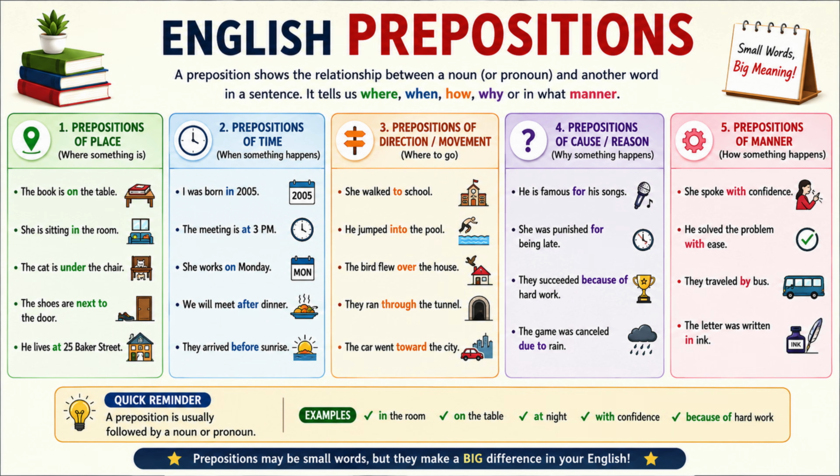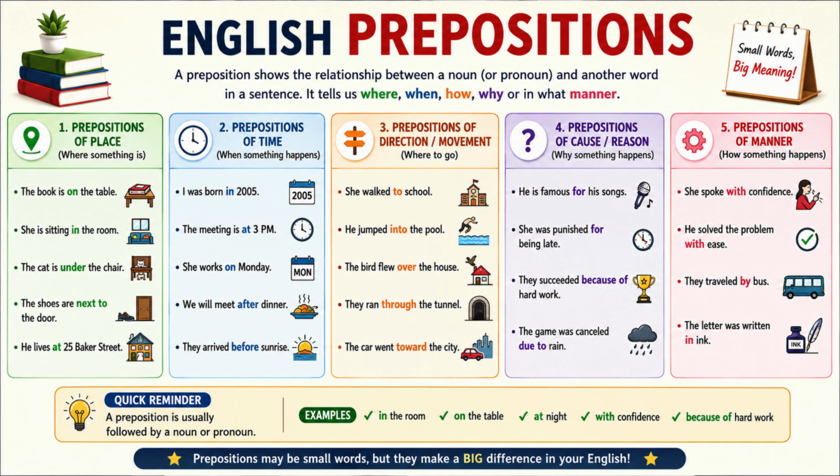Let's get started. First of all, what is a preposition? A preposition is a word that shows the relationship between a noun or pronoun and another part of the sentence. In simple words, it tells us where something is, when something happens, or how something happens. Now let's break it down step by step.